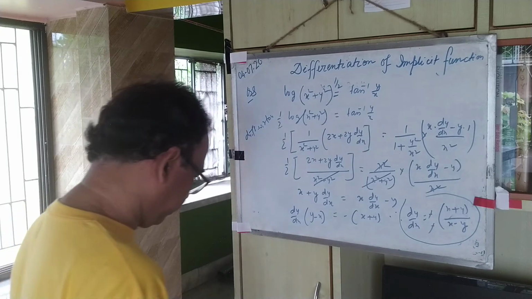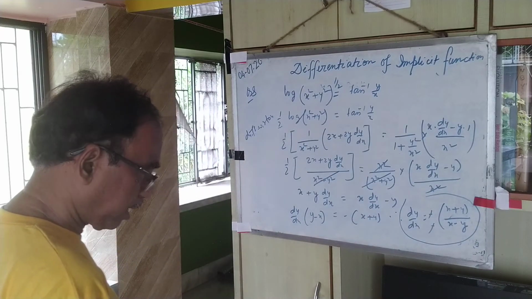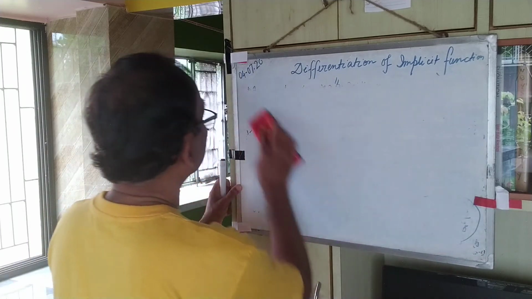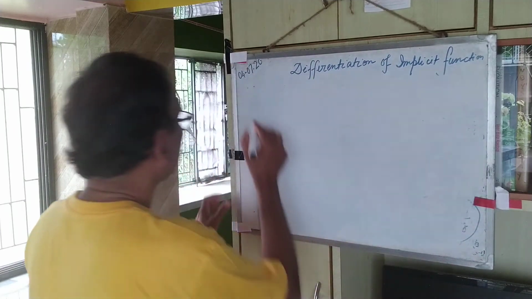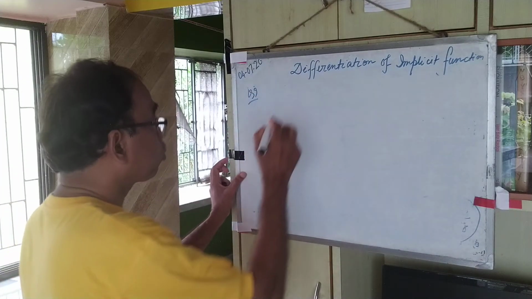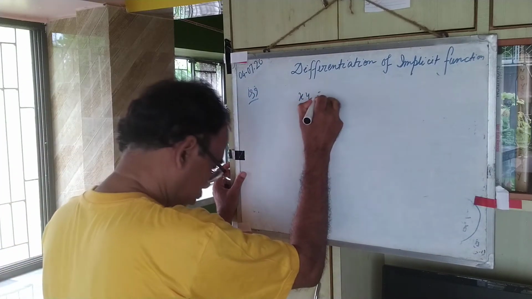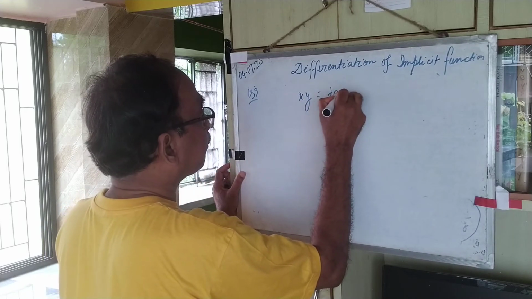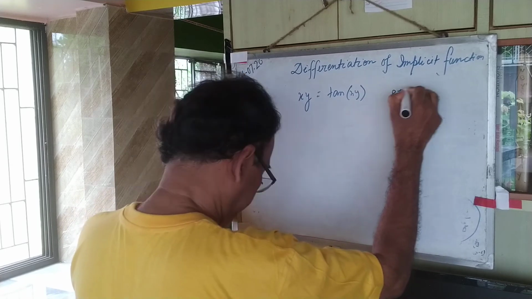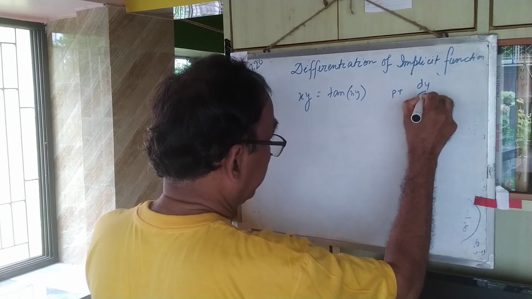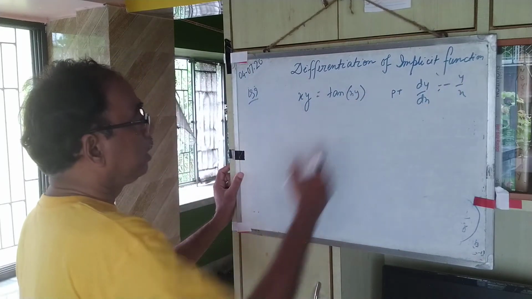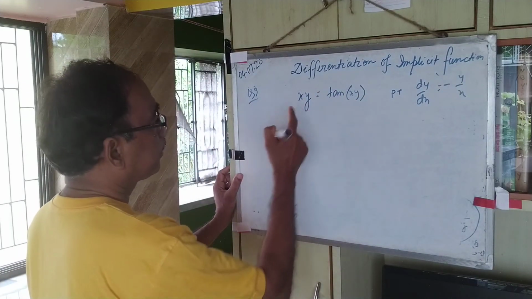Sum number 8 done. Then sum number 9. Question number 9 is here: xy equals tan xy. Prove that dy by dx equals minus y by x. It is an implicit function. We have to take xy.